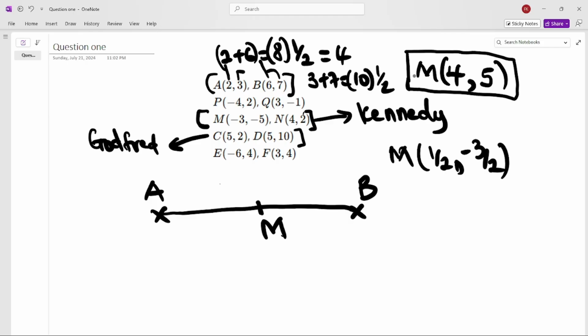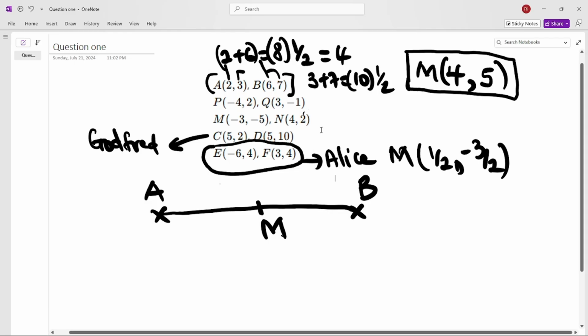Is that okay? Yes, please. So if you understand that, try this one for us. This is for Alice. Godfred, are you ready with your answer? Did you try his own? Yes, sir. The fourth one. Godfred's own. What do you have?